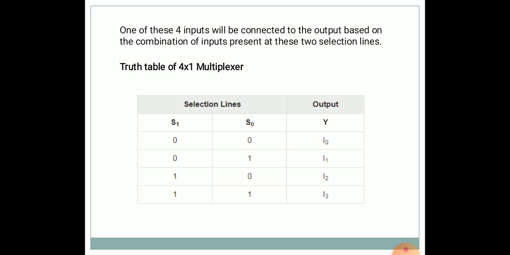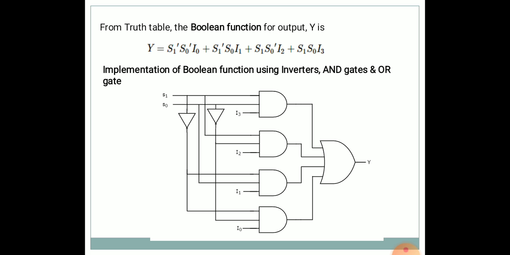When both S0 and S1 are 0, I0 will be routed to Y, and when S1 is 0 and S0 is 1, I1 will be routed to Y. When S1 is 1 and S0 is 0, I2 will be routed to Y, and when both S1 and S0 are 1, the output will be I3, that is I3 will be routed to Y. This is the functioning of a 4 into 1 multiplexer.